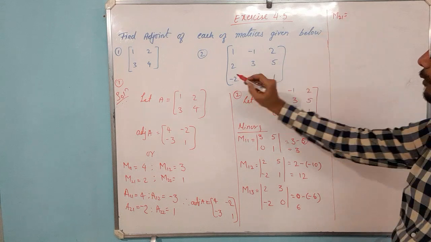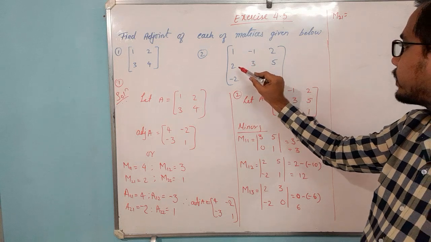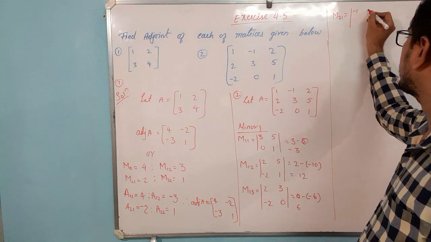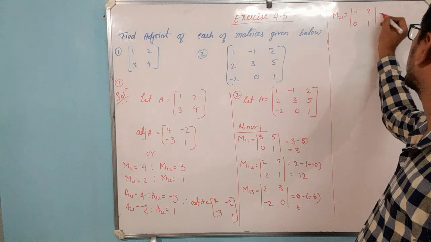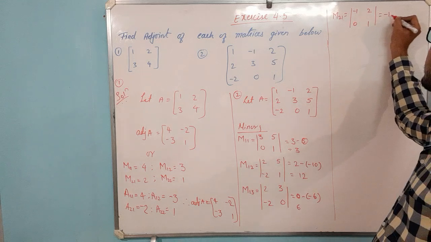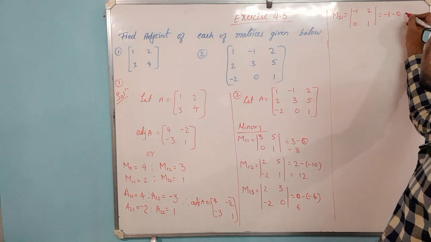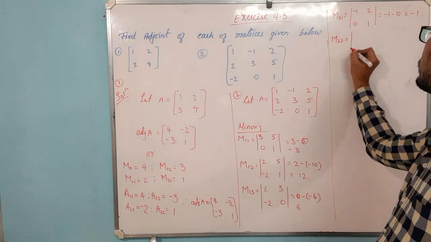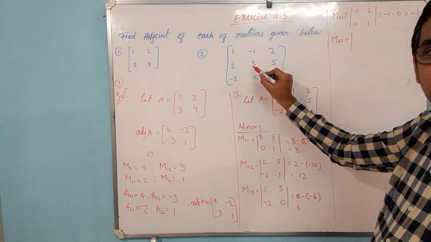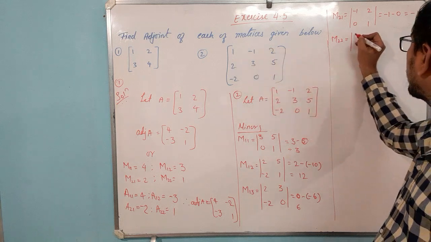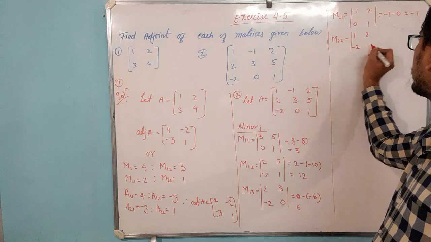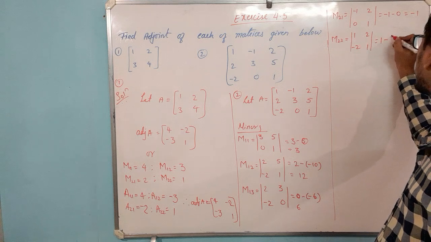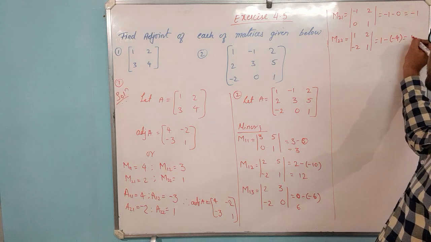M21 is the minor of A21, that is this one. Leave the second row and first column. So what is left? Minus 1, 2, 0, 1. So this is minus 1 into 1 is minus 1, minus 2 into 0 is 0. So this is minus 1, M21. M22, minor of this one, leaving the second row and second column. What is left? 1, 2, minus 2, 1. 1 into 1 is 1, minus 2 into minus 2 is minus 4. So 1 plus 4, it is 5.